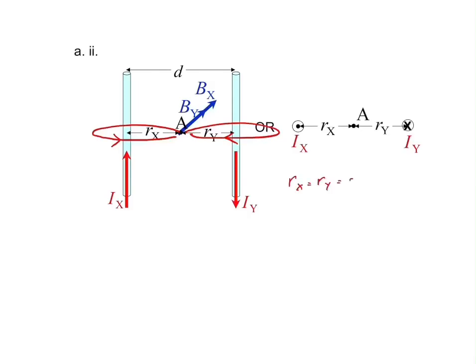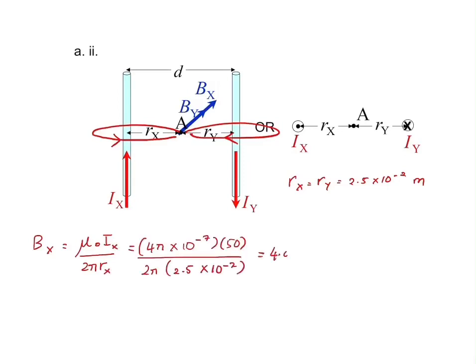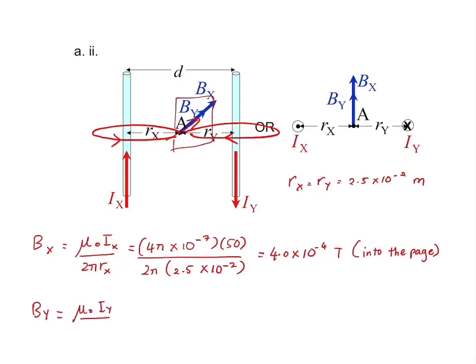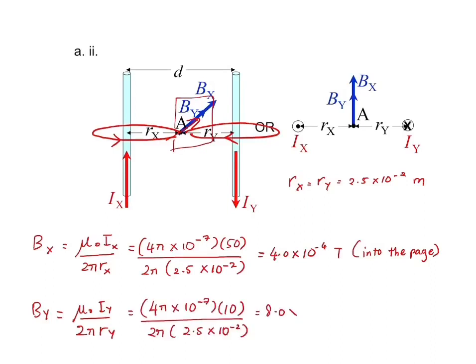Rx is still equal to Ry, which is 2.5 centimeter, and then we have to find Bx using the same formula, mu naught Ix over 2 pi Rx, and then substitute in all the values, in which we will get 4.0 times 10 to the power of negative 4 Tesla. Then we find the direction of Bx, which is into the page or upwards. And then we find By using mu naught Iy over 2 pi Ry, and substitute in all the values, in which By is 8 times 10 to the power of negative 5 Tesla, and the direction for By is also into the page or upwards.